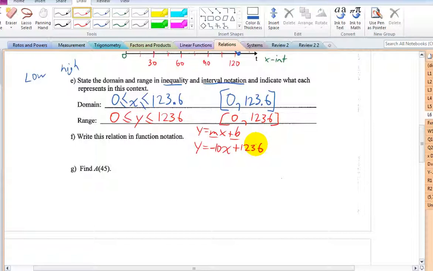Now to change it to a function, what letter can we use to represent altitude instead of y? A. Good. What letter can we use to represent time instead of x? T. Wow, not too hard. The -10t plus 1236. It's that easy, right? Just do some descriptive letter changes. Okay, go ahead now. This was just on the quiz. We went over it this morning. T equals 45. Find the altitude. So find A at 45.